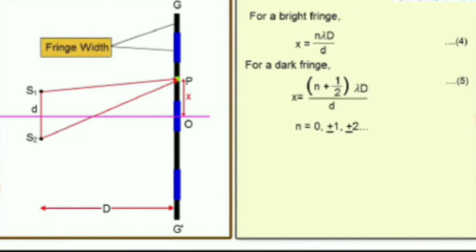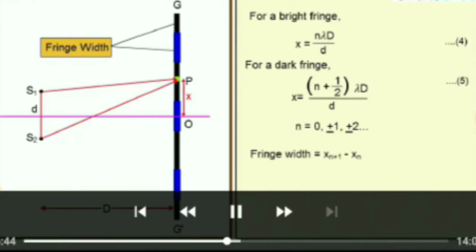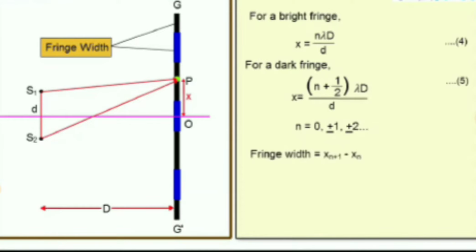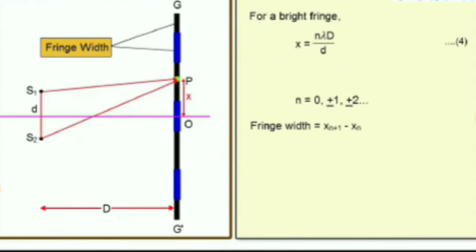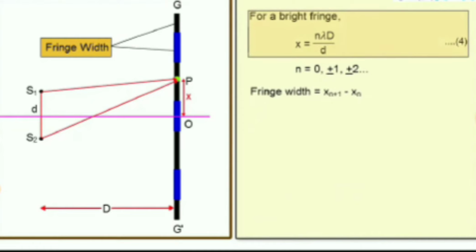The distance between the centers of consecutive bright fringes or consecutive dark fringes is called the fringe width. If xn and xn plus 1 are the distances of the nth and n plus 1th bright or dark fringes from the central bright fringe, then mathematically fringe width is equal to xn plus 1 minus xn. From equation 4, the fringe width for a bright fringe can be written as lambda D by d.